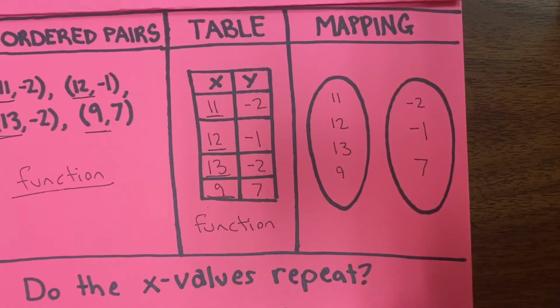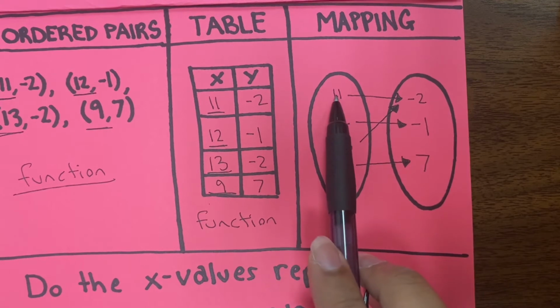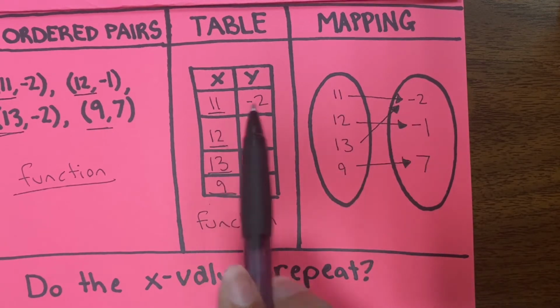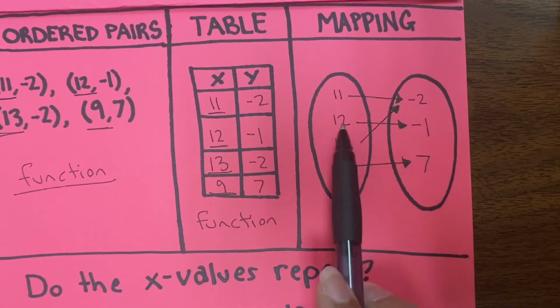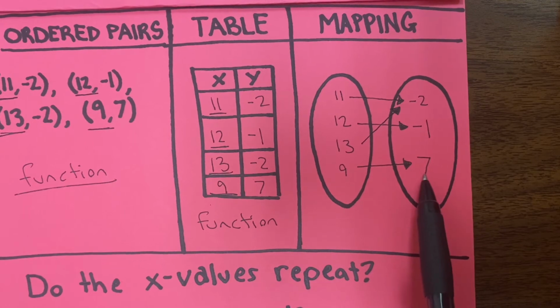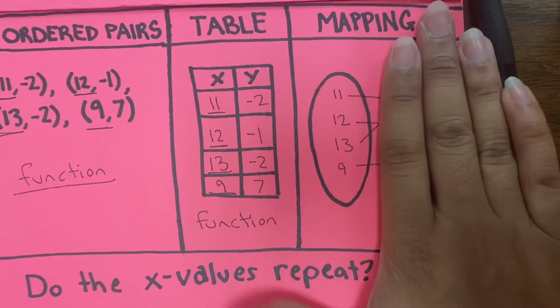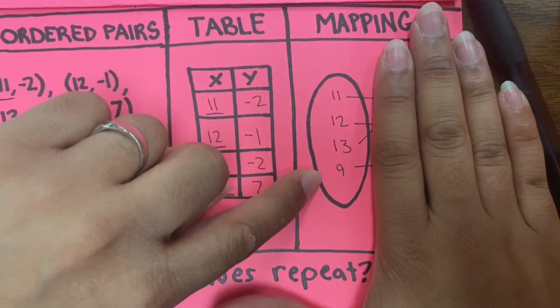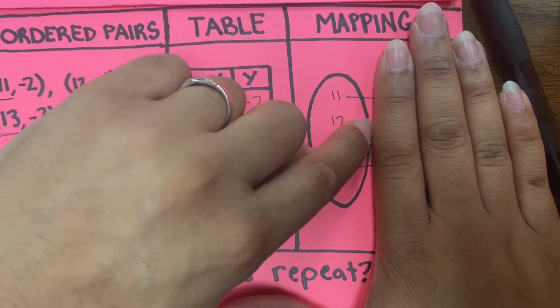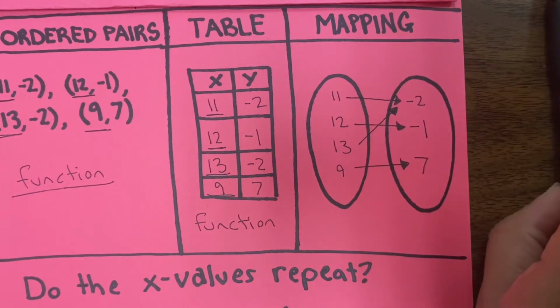And then mapping, we usually see lines drawn, sort of like this. So this means 11 goes with -2, just like how it does over here. 12 goes with -1. Whenever you put in 13, you get -2. And whenever you put in 9, your output would be 7. So what we're looking for here is that each side over here only has one line coming out of it. Because each one only has one line coming out of it, it is a function.